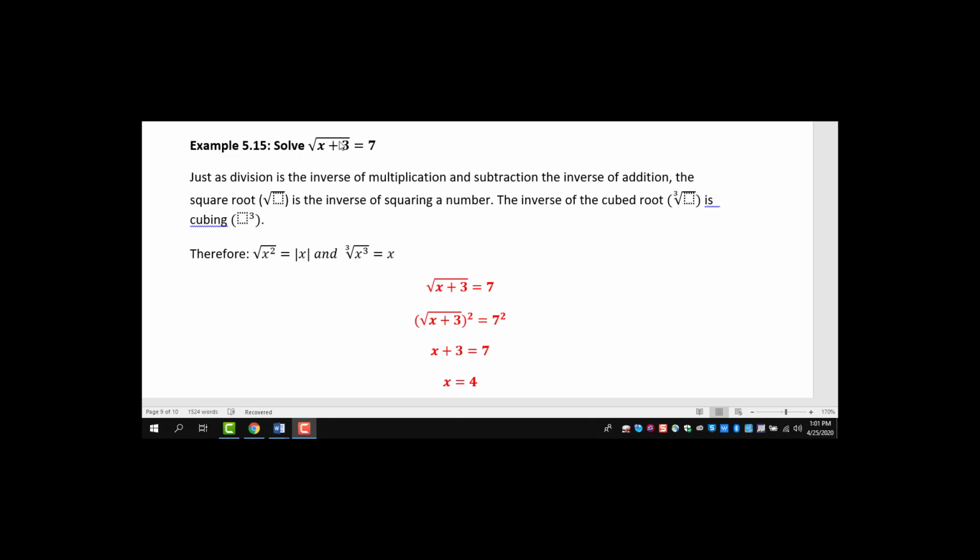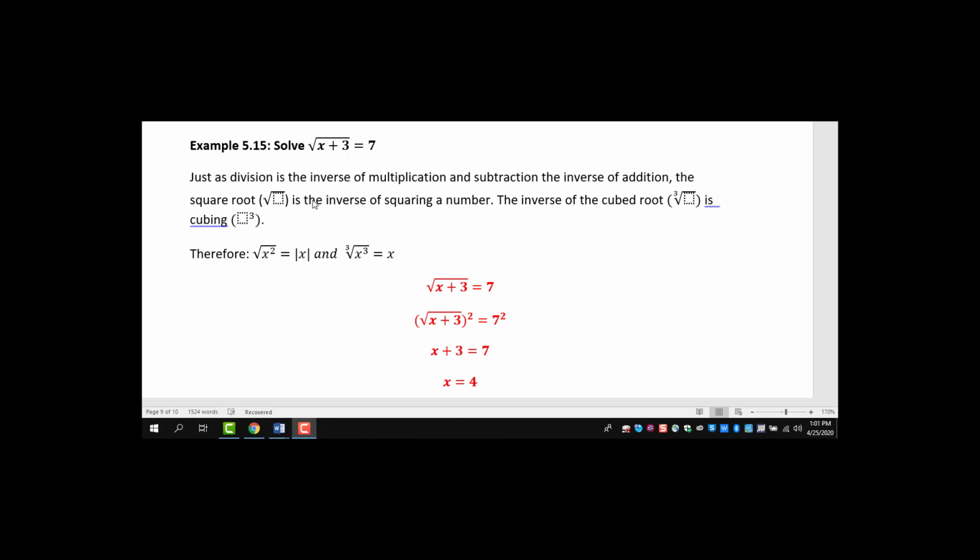It's tricky and difficult to do, but if you recognize that the square undoes the square root, you can square both sides. So just as division is the inverse of multiplication and subtraction is the inverse of addition, I set up the inverse ratio, and I divide.